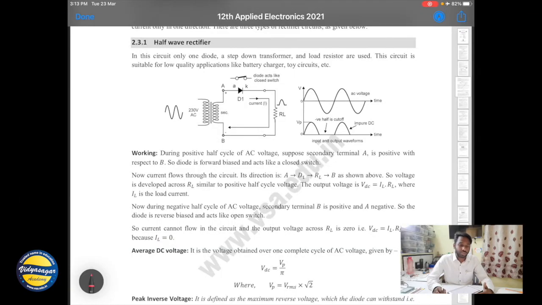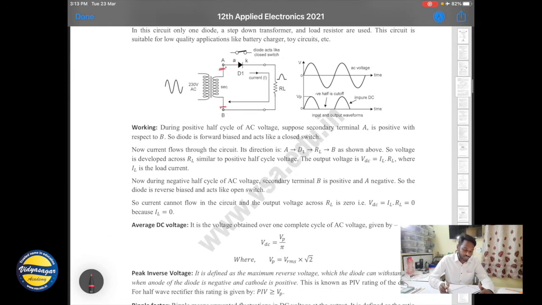Now talking about the construction of the circuit, the points of the secondary coil are named point A and point B, as you can see in this diagram. Point A is connected to the anode of the diode D1, and the cathode of the diode D1 is connected to the load resistor, and the circuit is completed when the load resistor is connected to point B. This is how the circuit is constructed.